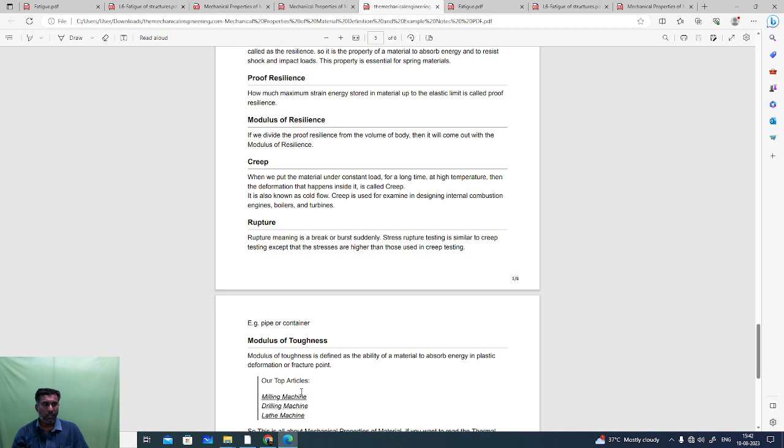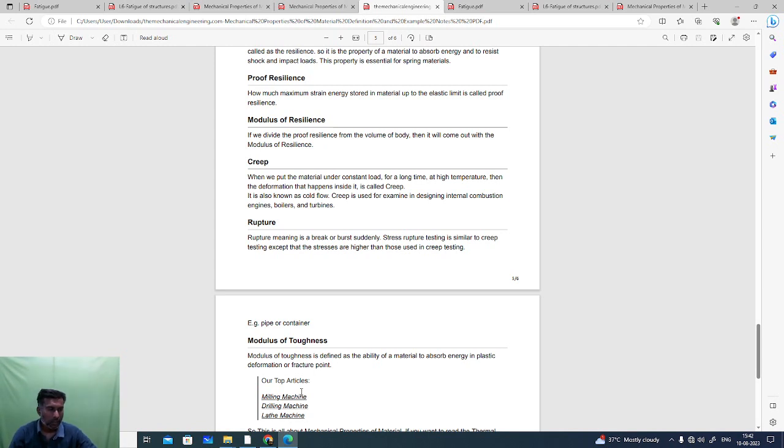IC engines mean the fuel is burned inside the cylinder. That is why we call it internal combustion. Then in external combustion engines, the fuel is burned outside the cylinder. That is called external combustion engines. You have already studied this, but anyway I will repeat it for this interview. Also engine boilers and then turbines.